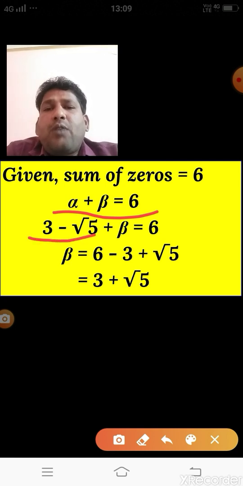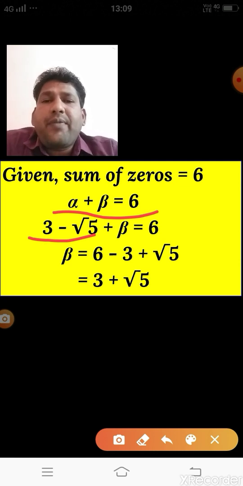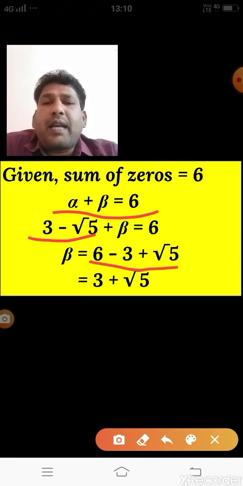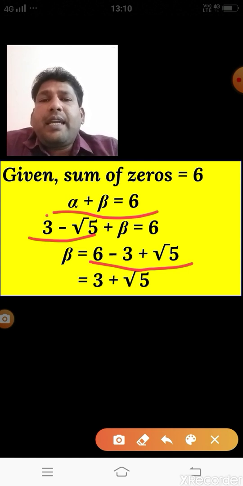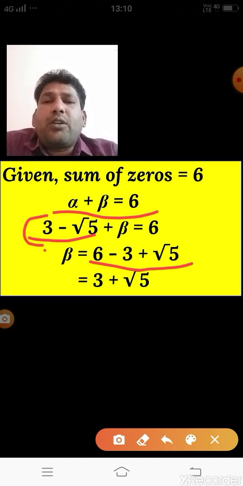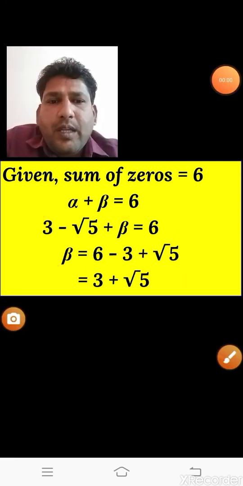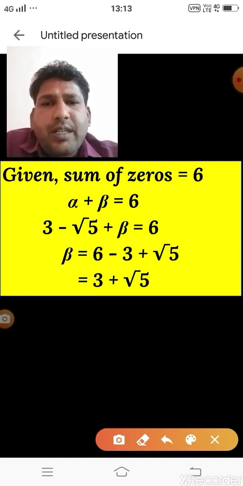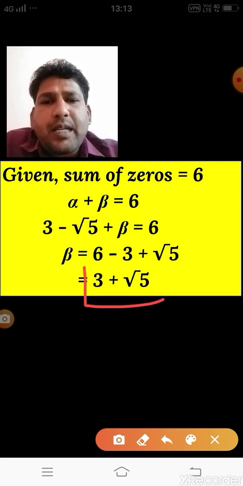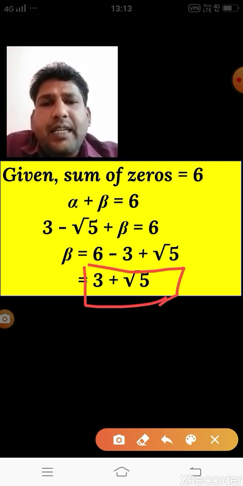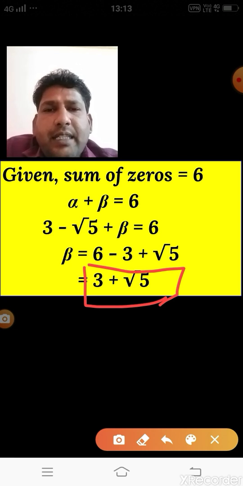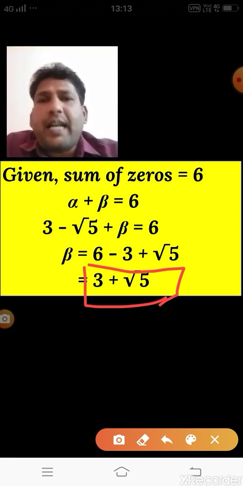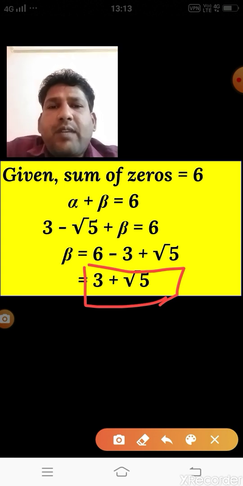And if you are putting the value of alpha in this, and if you are taking the like terms on the same side, then here we are getting beta is equal to 6 minus 3 plus root 5. 3 here we are observing is positive. If you are taking it on the other side, then it becomes negative. Then when you are solving the linear equation, beta we are getting as 3 plus root 5. 6 minus 3 we are getting 3, and root 5 we are writing as it is, and these are unlike terms. For this reason we are not able to add these two. One is a rational and the other one is an irrational value.